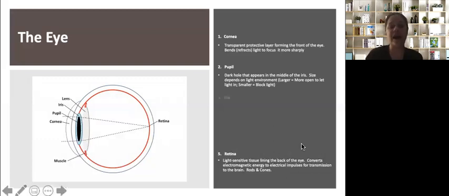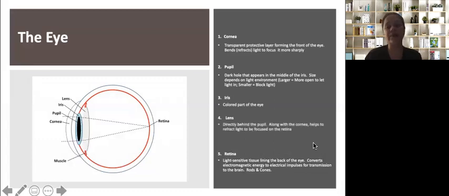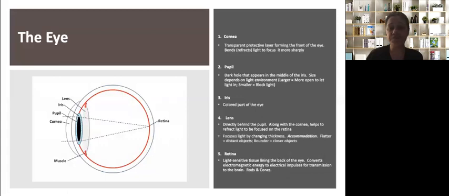Next, we have the iris, and this is just the colored part of the eye, and this surrounds the pupil. Now, once light passes through the pupil, it enters the lens of the eye. This is located directly behind the pupil, and the lens also refracts light to be better focused once it reaches the retina. So the light is focused by the lens actually changing in thickness itself. This is called accommodation.